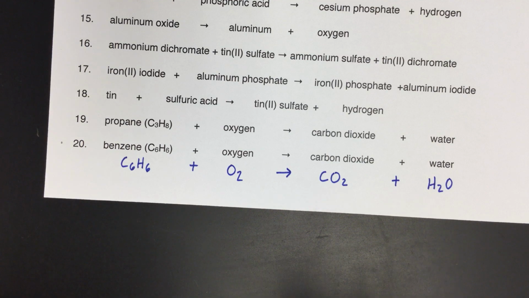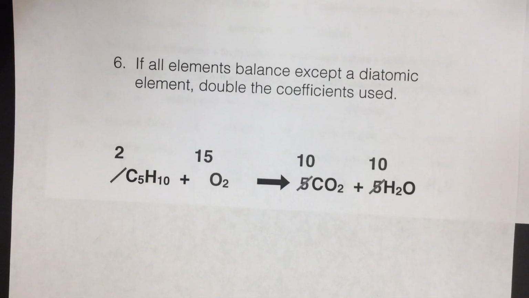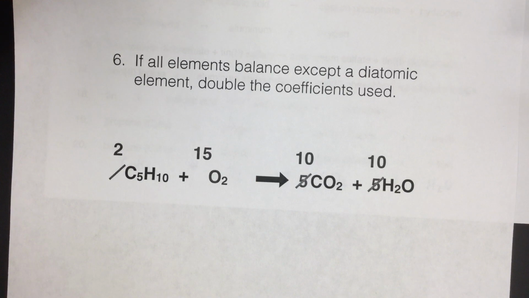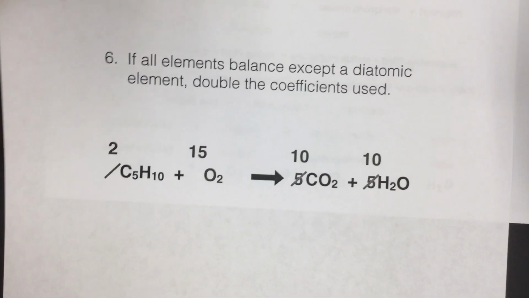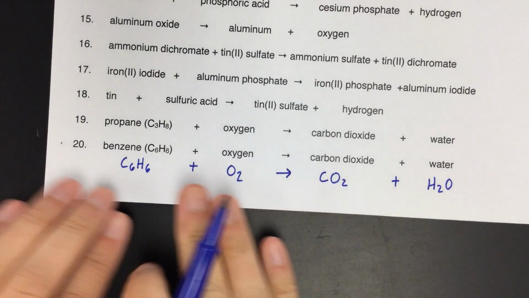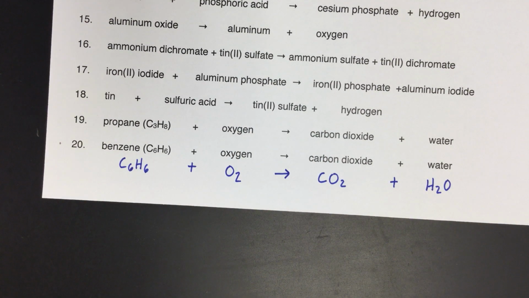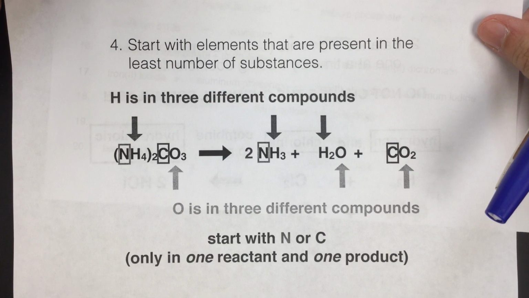And there's a little hint that I talked about in class, and I'm just going to do it right now from the start because I recognize this as a certain type of problem to balance. And the last hint here says that if all the elements balance except a diatomic element, we can double the coefficients used. I'll come back to this hint because it doesn't really make a lot of sense right now, but I'm going to follow our hints of balancing elements that are in the least amount of substances first, because that's going to make our lives much easier.